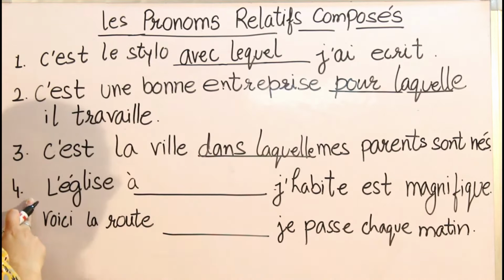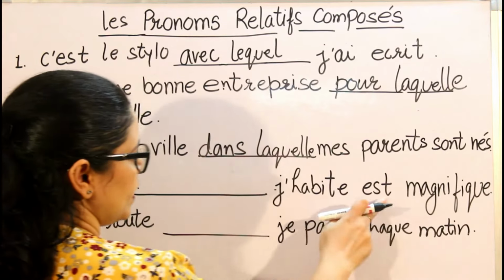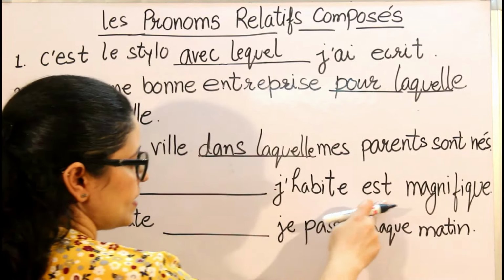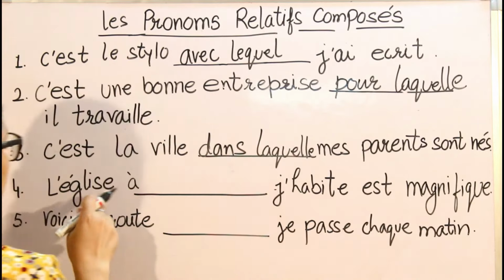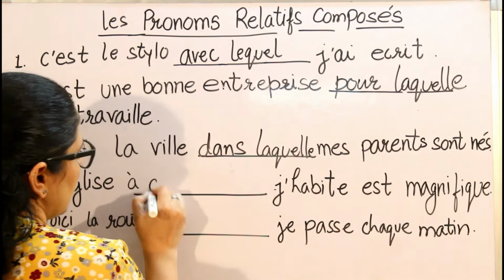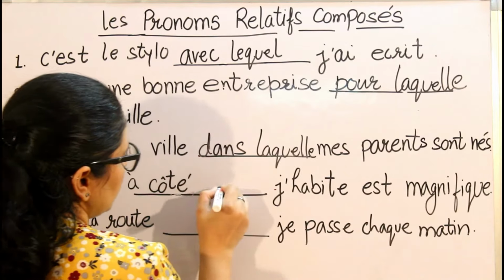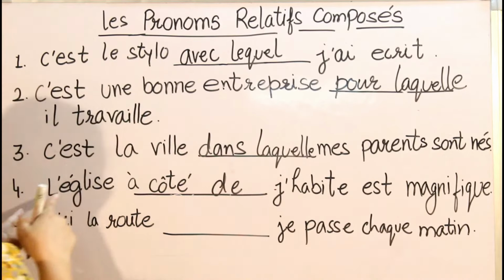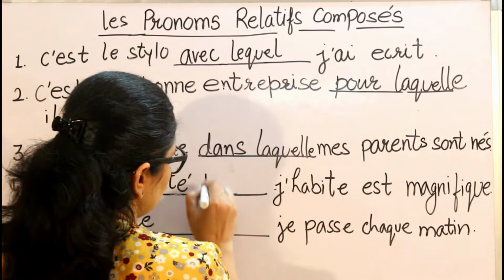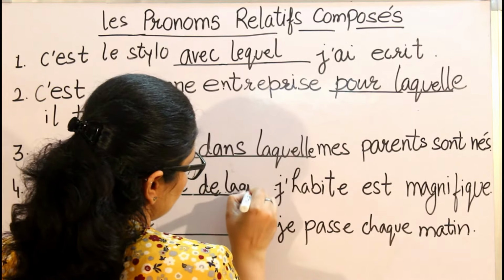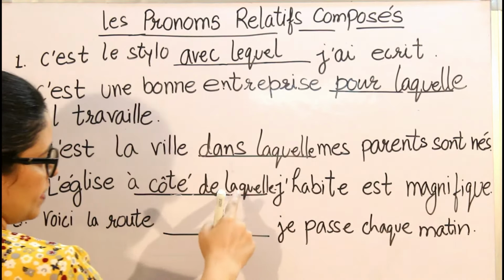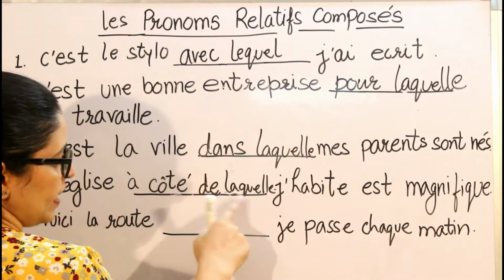Now the next one. L'église à ___ j'habite est magnifique. The church ___ I live is magnificent. Now, the church near which I live, so à côté de. Now église is feminine, so I'll write de laquelle. You need to leave some gap between de and laquelle here.